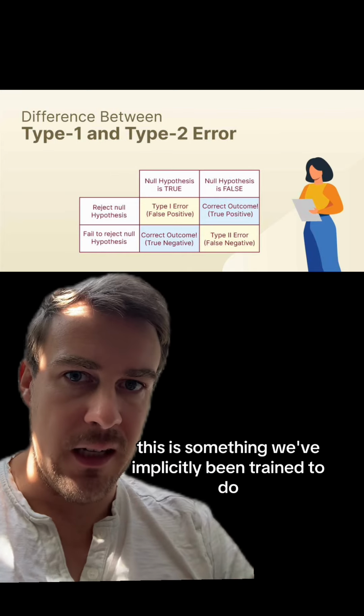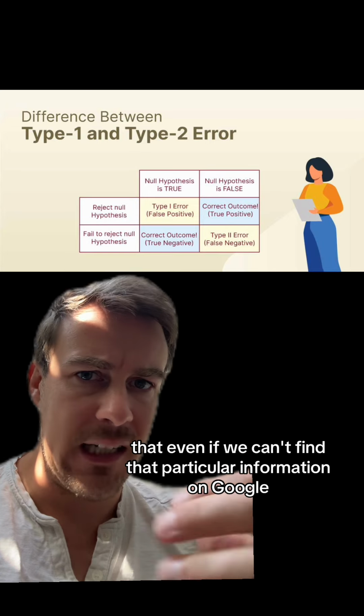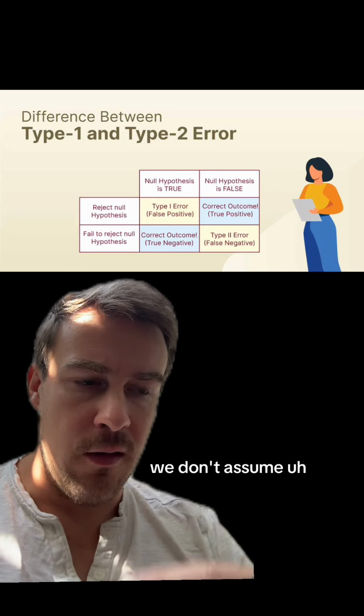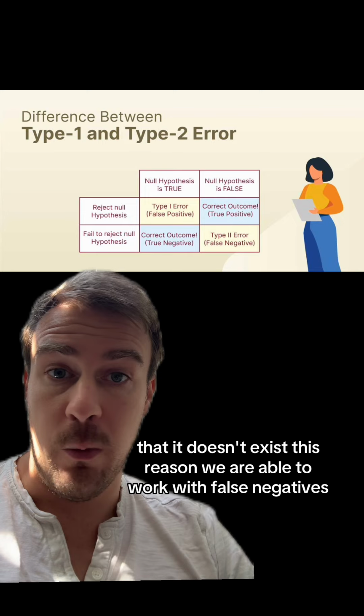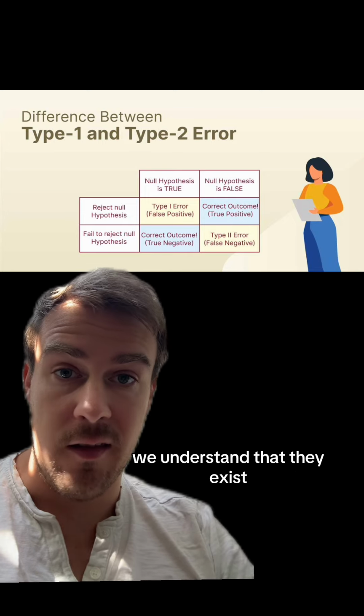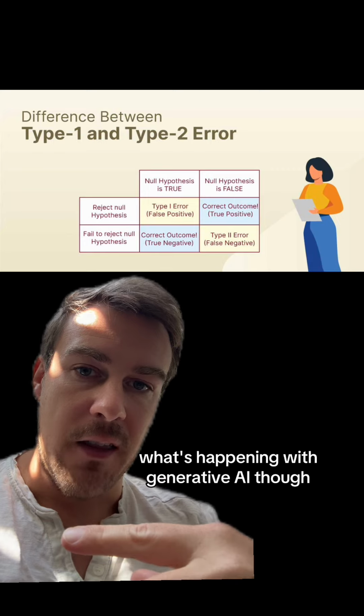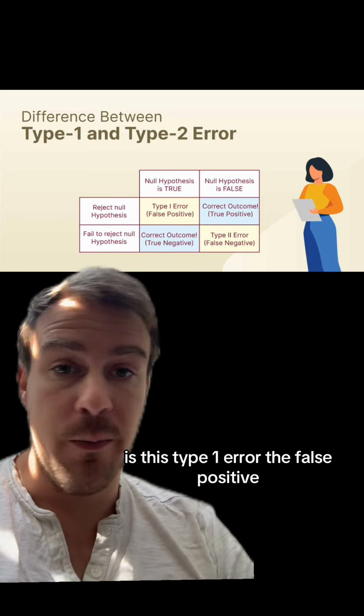This is something we've implicitly been trained to do, that even if we can't find that particular information on Google, we don't assume that it doesn't exist. For this reason, we are able to work with false negatives. We understand that they exist. What's happening with generative AI, though, is this type 1 error, the false positive.